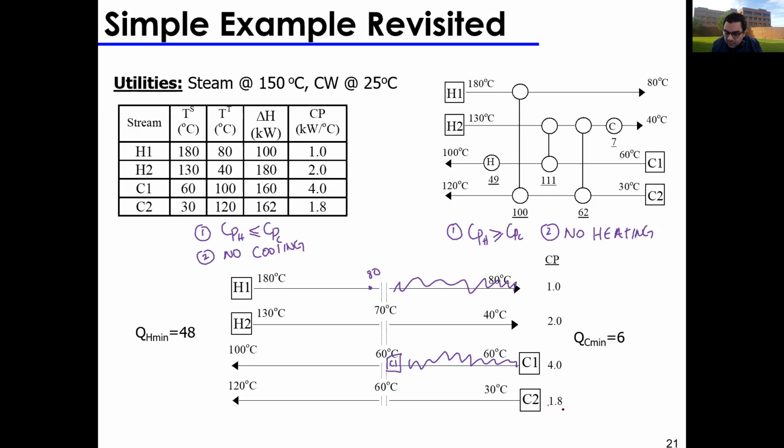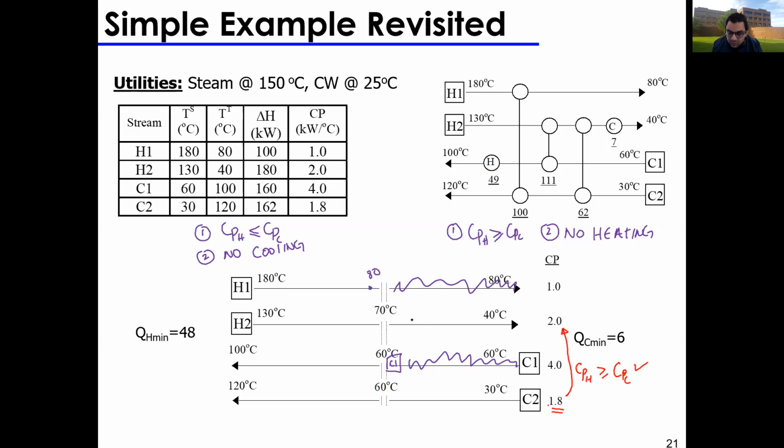I look at the CP here. I compare it to the hot stream. There's no H1, it does not exist below the pinch. I do the comparison. Is CP hot greater than or equal to CP cold? 2 greater than 1.8? Yes. So this transfer is valid.